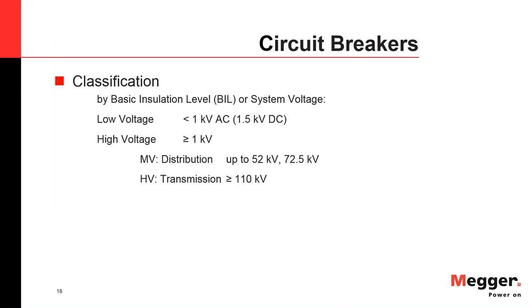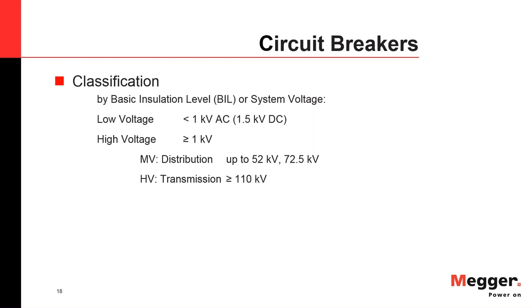Now, before we go into the testing itself and the low voltage breakers, just in general, how can you classify circuit breakers? Circuit breaker is not the same as circuit breaker. There's this and this and that is that. So you can classify them by basic insulation level. That's a very classic way to do it. So everything below 1 kV AC or 1.5 kV DC is considered low voltage. Everything above is generally considered high voltage.